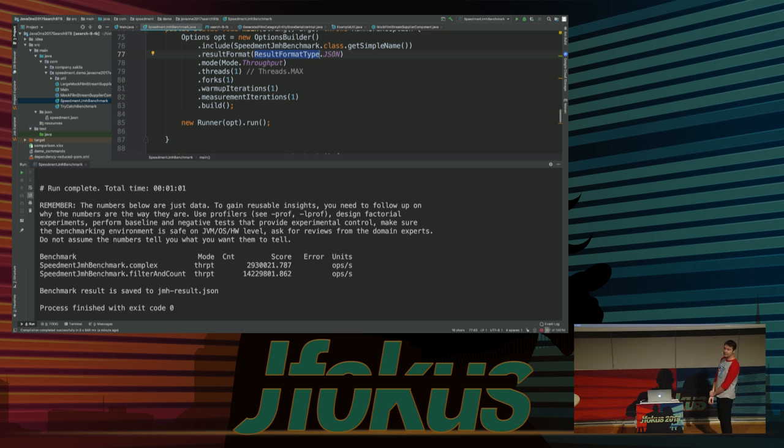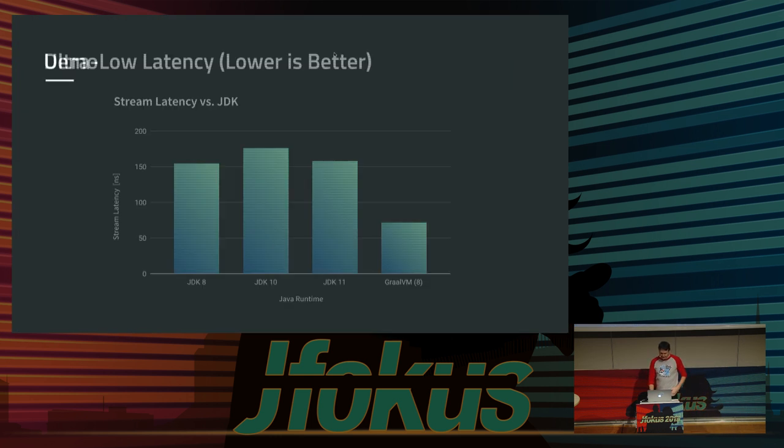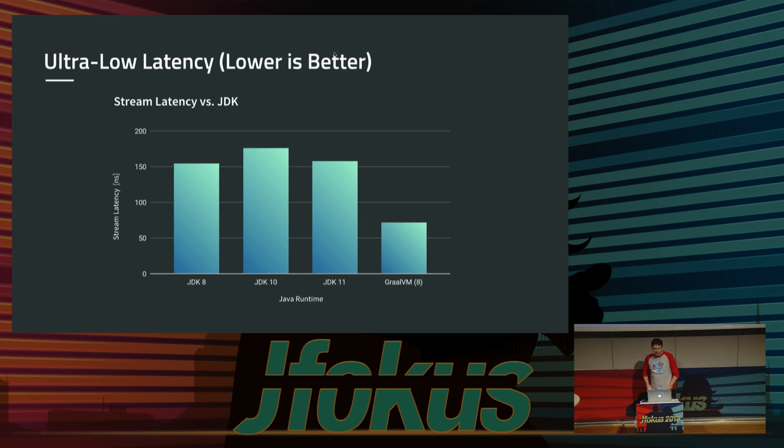14 million streams created and consumed in one thread on a laptop. I mean, that is really amazing. And if you look at that, you will see the stream latencies here in nanoseconds. And you will see that the performance of GraalVM in combination with Speedment streams is really amazing. So you get under 100 nanoseconds on average on this kind of streams. So that's really good.